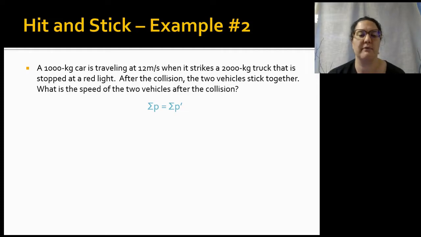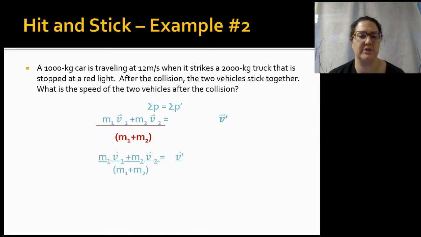So the sum before equals the sum after the collision. Here is our equation. The first thing we're going to do is divide both sides by mass 1 plus mass 2 to isolate the velocity after the collision. And so here would be our work equation.